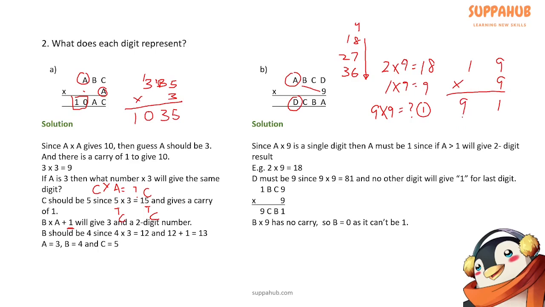So if there's no carry, then the only thing that can give you no carry, and B cannot be equal to 1, right? Because A is 1. So B must be 0. And you know there's a carry of 8 here, right? So what number here will give you a 0? So it must be a 2, right?